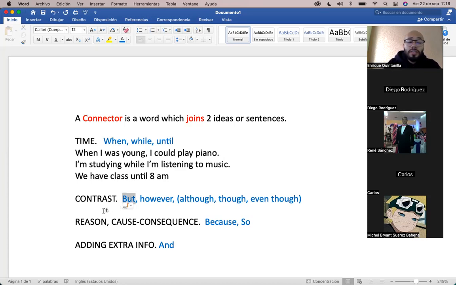Teacher, what is the difference between but and however? But is more informal. However is more formal. Pero, sin embargo. I like chocolate, but I'm allergic to it. One positive idea, then a contrast.